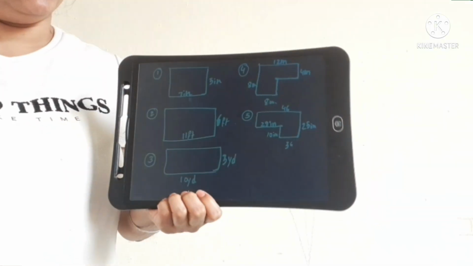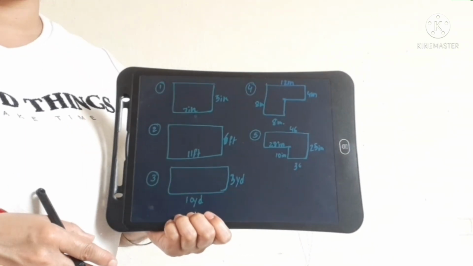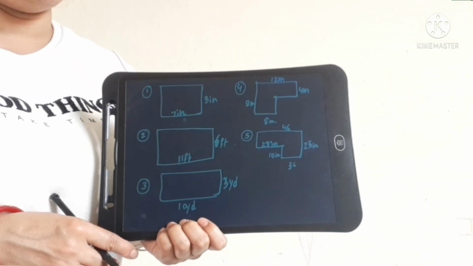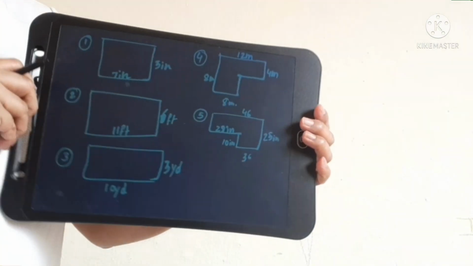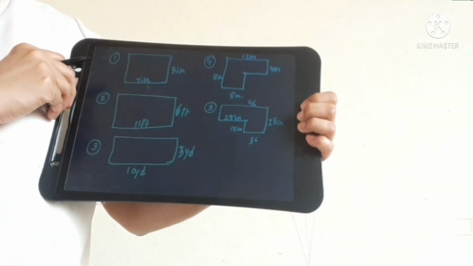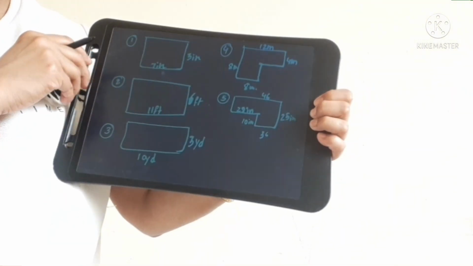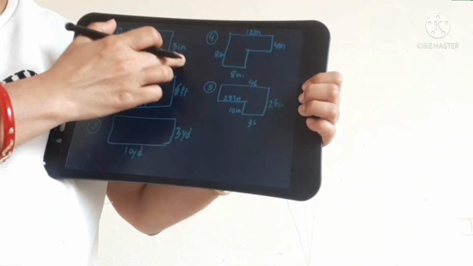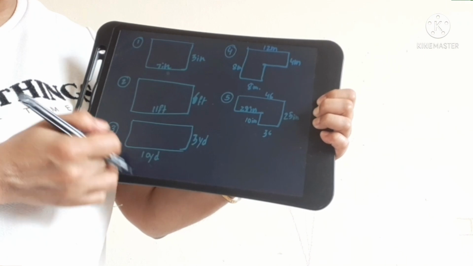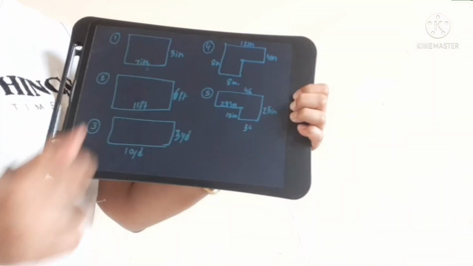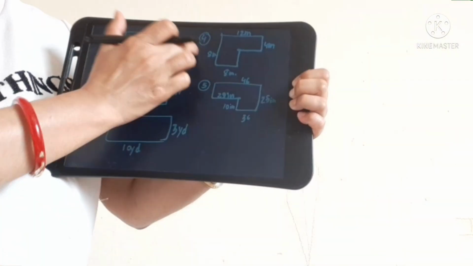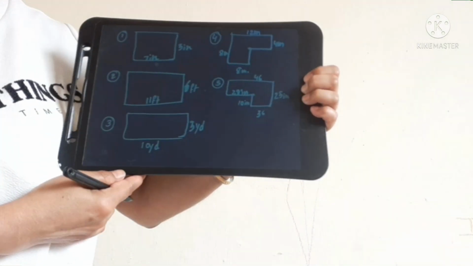So let's get started with some examples. This is my board, this is my writing pad. Today I will not show you on my big whiteboard; I will explain on my small board. Hope you can see my board. Here are some examples. I have given 5 examples. One is a rectangle shape, 2 is also a rectangle, and third is also a rectangle shape, but the units of length are different. Number 4 and number 5 are composite shapes.